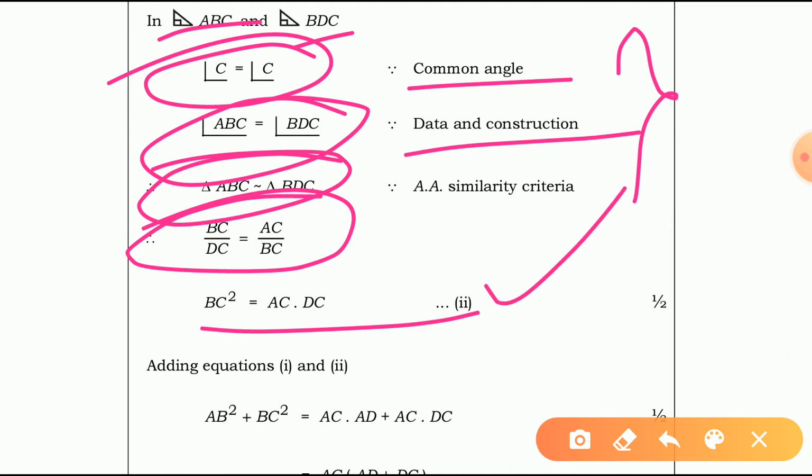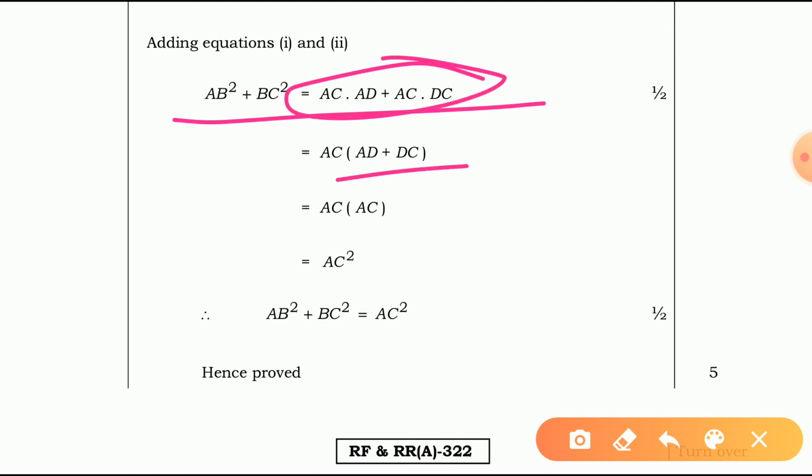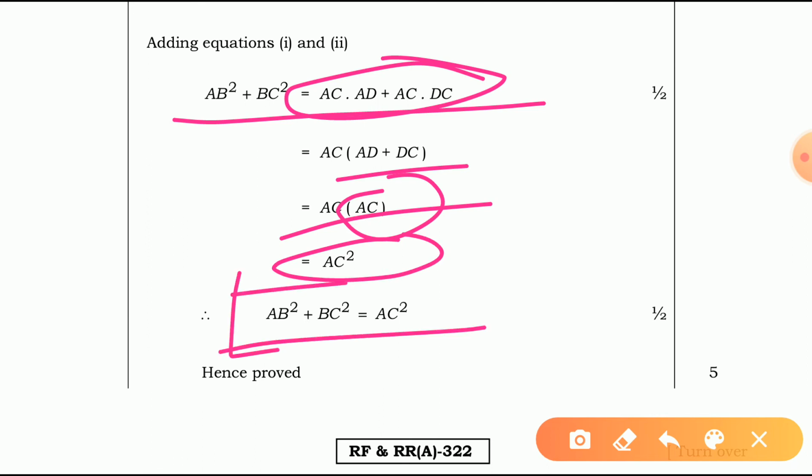Adding equations 1 and 2, we get AB square plus BC square is equal to AC into AD plus AC into DC. Here we observe that in the RHS, AC is a common factor. Take it outside, the remaining terms are AD plus DC. Here AD plus DC is equal to AC from the figure. AC into AC is equal to AC square. AB square plus BC square is equal to AC square. This is our required result, hence proved. Okay, this is the proof of the Pythagorean theorem.